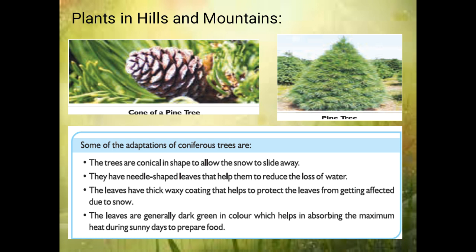These trees are known as coniferous trees. Some of the coniferous trees are pine tree, fir tree, etc. These trees are cone shaped in order to slide away the snow falling on them. They have needle shaped leaves in order to prevent the loss of water. They have a wax coating over the leaf to get rid of the snow. The snowfall should not affect the leaf. In this way, the trees in the hills and mountains adapt to that particular situation, right?